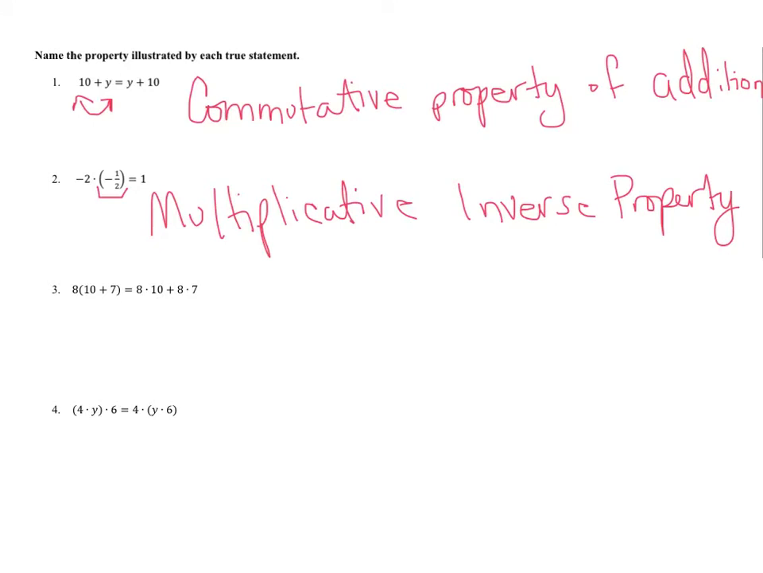Next, we have 8 times the quantity 10 plus 7, which is equal to 8 times 10 plus 8 times 7. Here you can see we're distributing the 8 across that addition, so this must be the distributive property.